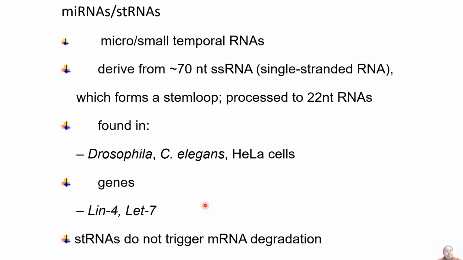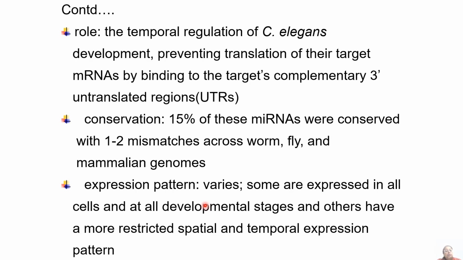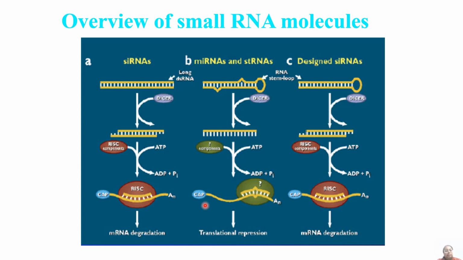Small temporal RNA is derived from 17 nucleotide ssRNA which forms the stem loop, etc. Role: the temporal regulation of C. elegans development, preventing translation of the target mRNAs by binding to the target's complementary 3' UTR. 15% of these mRNAs were observed with 1-2 mismatches across worm, fly, and mammalian genomes. The expression pattern can vary. Some are expressed in all cells and at all developmental stages, and others have more restricted spatial and temporal expression pattern.